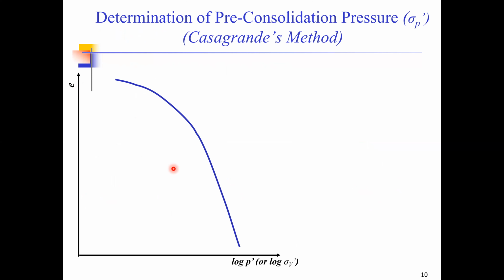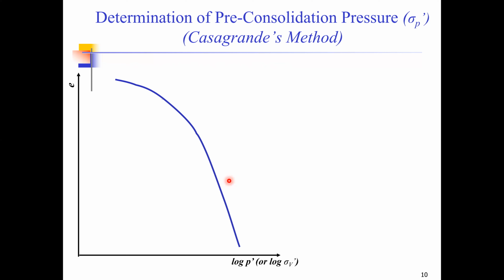So again, there are a couple of ways by which we can determine the pre-consolidation pressure. The first method that we are going to use is called Casagrande's method. Now, how can we determine the pre-consolidation pressure by using Casagrande's method? There are a number of steps that I'm going to try and explain here to you. Step number 1: by visual inspection on this curve, try to locate the point of maximum curvature. So what do you think is the point of maximum curvature?